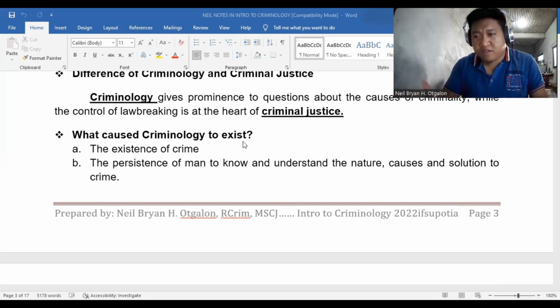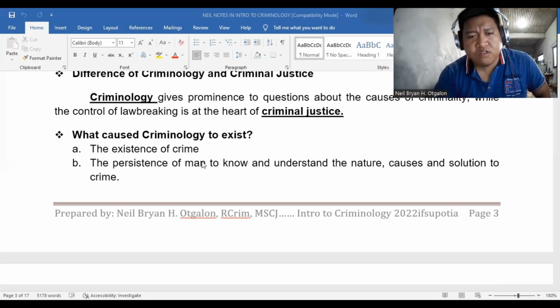Ang criminal justice is malawak yung sakop niyan. Andyan law enforcement, prosecution, korte, correction, and community. So malawak ang criminal justice. Mas specific ang criminology because it only focuses on the study of a specific crime, establishes the cause of it, and recommends responses or explanations about it so that yung mga policy makers natin, they know what to do. So do not forget that.